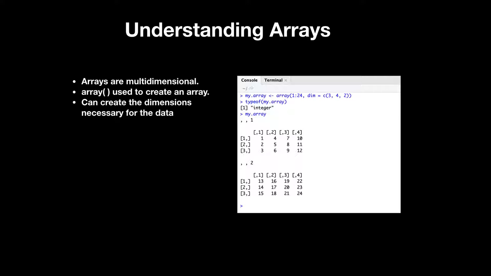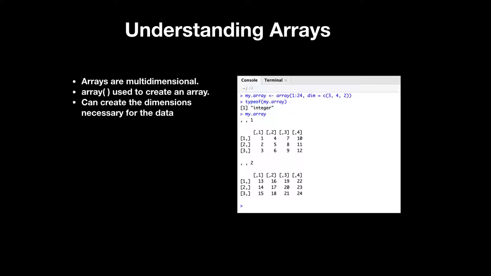The way we pass information or a vector into an array is by utilizing the function array, which is where we can create them. We can create the dimensions necessary for the data right within the arguments being passed. So in the example on my right, I'm making an array. We're going to name that my.array. The information is going to be the numbers 1 through 24. So one thing you want to notice is that the notation here is 1:24. So all the values between 1 and 24 are going to be stored here.